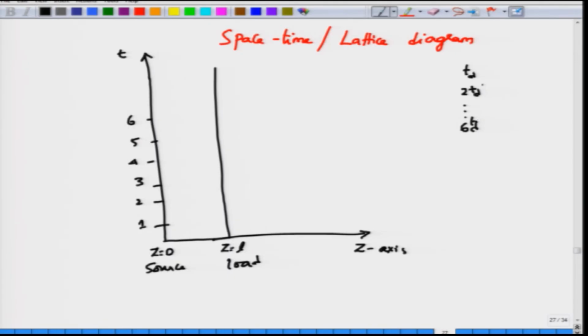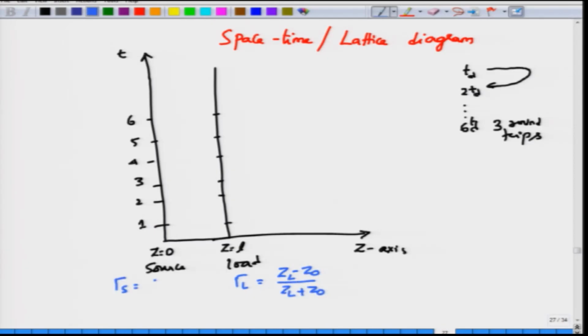2 Td will correspond to the voltage going from the source to the load and then coming back, so by 6 Td you have actually done 3 round trips, and usually this amount of calculation is sufficient for you to get an idea of what the voltage would be. Of course, on this side also you can write 1, 2, 3, 4, 5 and 6, and now you are ready to begin the lattice diagram. Well, not quite ready, because you also want to know what gamma L is. Gamma L is given by ZL minus Z0 over ZL plus Z0.